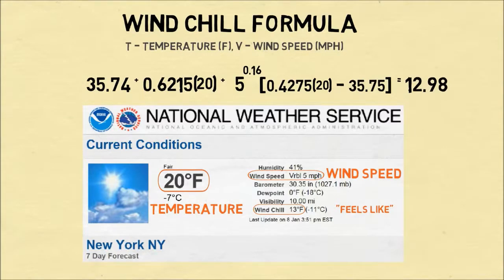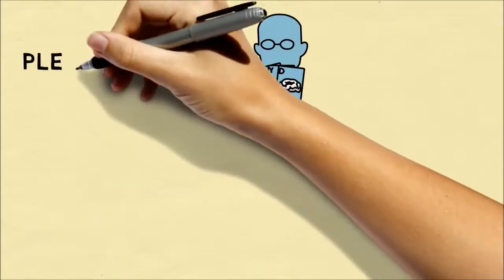So we calculated the wind chill was 12.98, and this pretty much exactly matches the wind chill of 13 degrees. So that's where the wind chill formula comes from, and you can use it to evaluate the wind chill when you know the temperature and the wind speed.